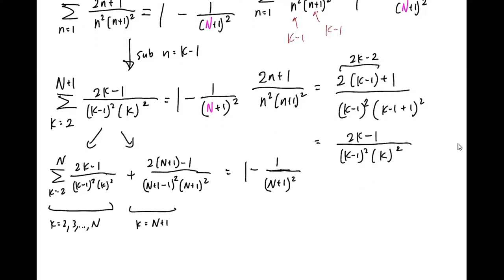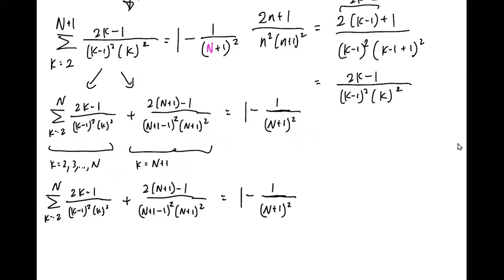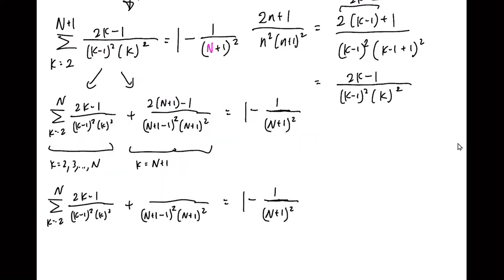Now, we can simplify this expression here. And what do we get? We will get 2n plus 2 minus 1, which is 2n plus 1. And then the denominator, we will get n plus 1 minus 1, which is just n squared, times n plus 1 bracket square, equals 1 minus 1 over n plus 1 bracket square.